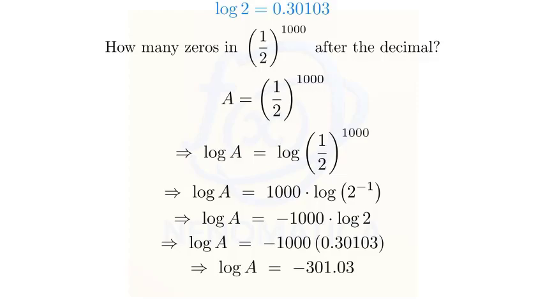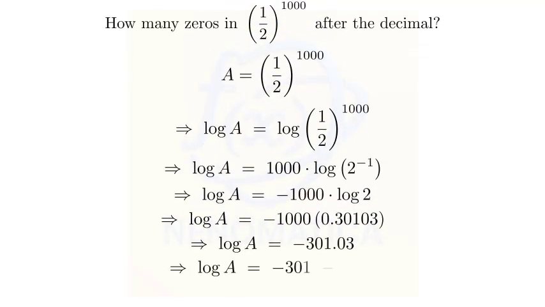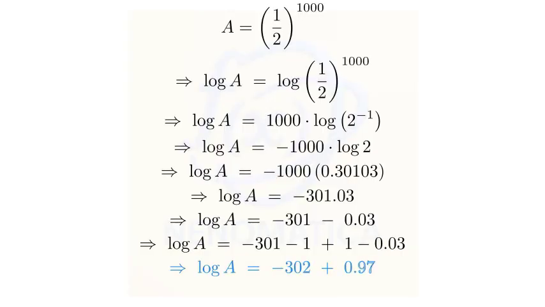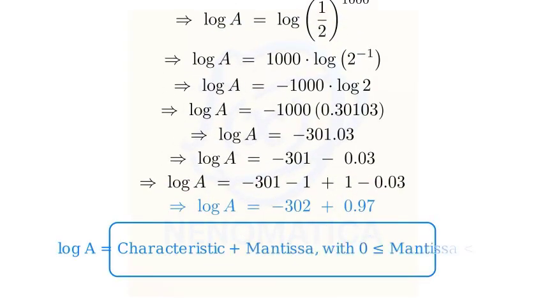The characteristic is the integer part when the mantissa is chosen to be positive. Split negative 301.03 into an integer and a decimal part. Now adjust so that the mantissa is positive by adding and subtracting 1. That gives log a equals negative 302 plus 0.97. From this final form, the characteristic is negative 302 and the mantissa is 0.97.